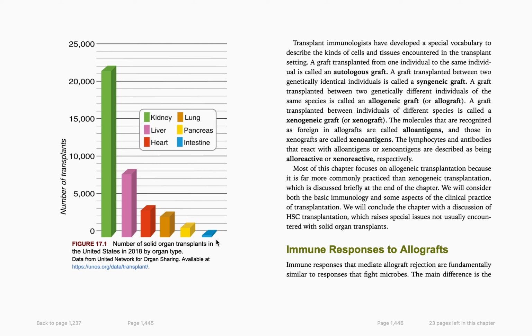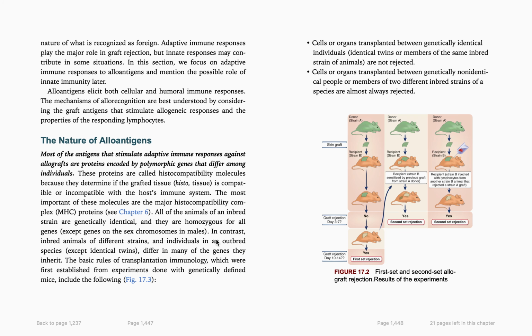Immune response to allograft. The immune responses that mediate allograft rejection are fundamentally similar to responses that fight microbes. The main difference is the nature of what is recognized as foreign. Adaptive immune responses play the major role in graft rejection, but innate responses may contribute in some situations. In this section, we focus on adaptive immune responses to alloantigens and mention the possible role of innate immunity later. Alloantigens elicit both cellular and humoral immune responses.